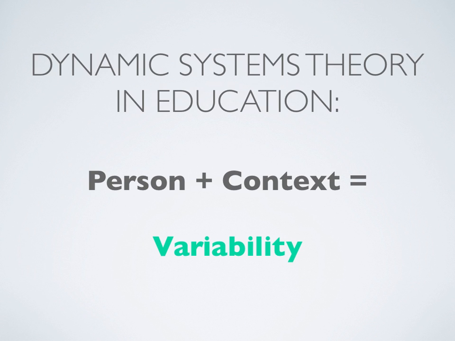Dynamic systems theory, as it pertains to education and development, acknowledges that the various characteristics of an individual and their environment interact in order to produce one's behavior. Secondarily, observations of one's varying behavior and performance from one context to another informs us about their development.